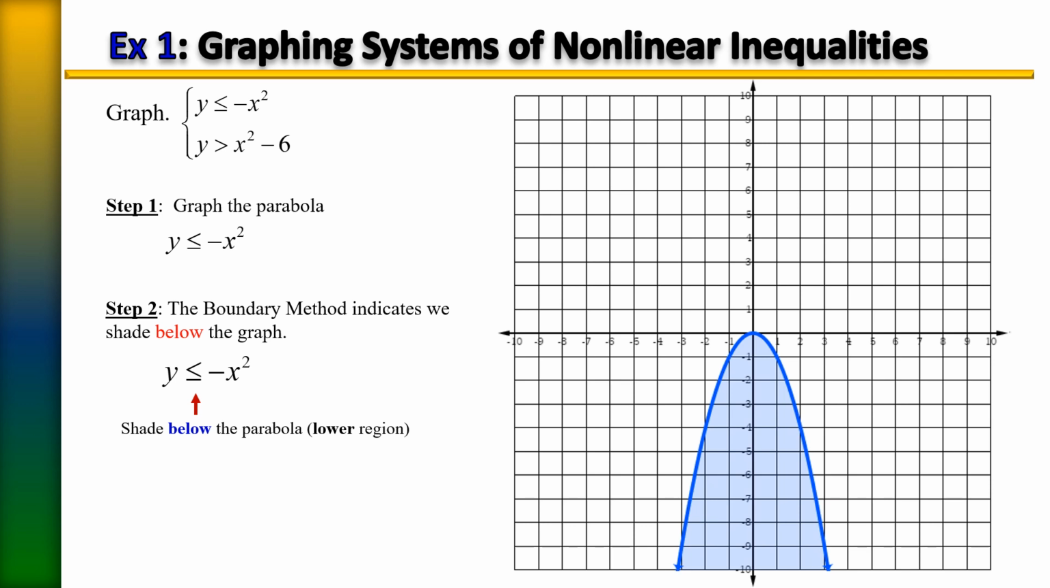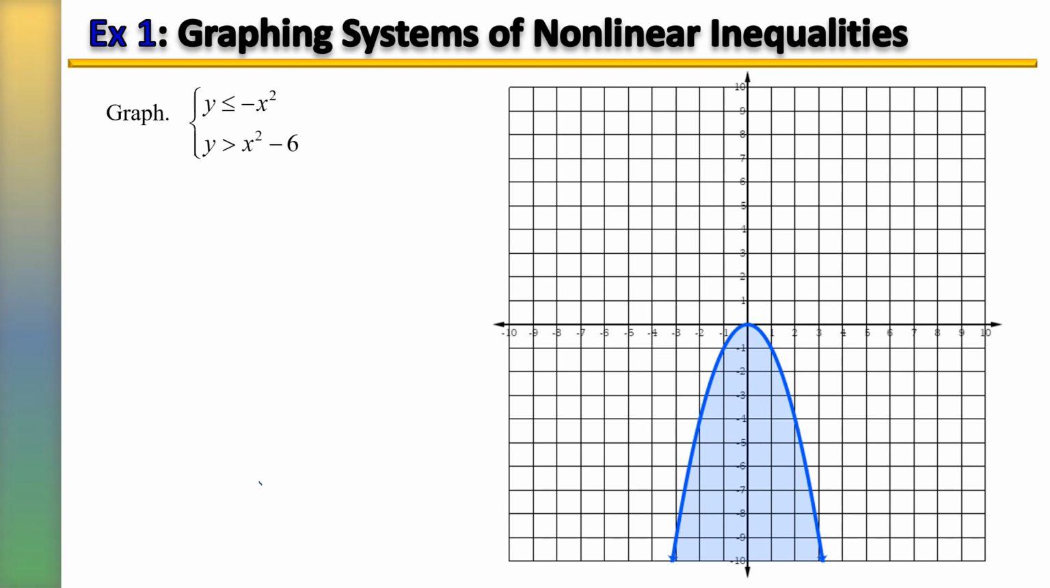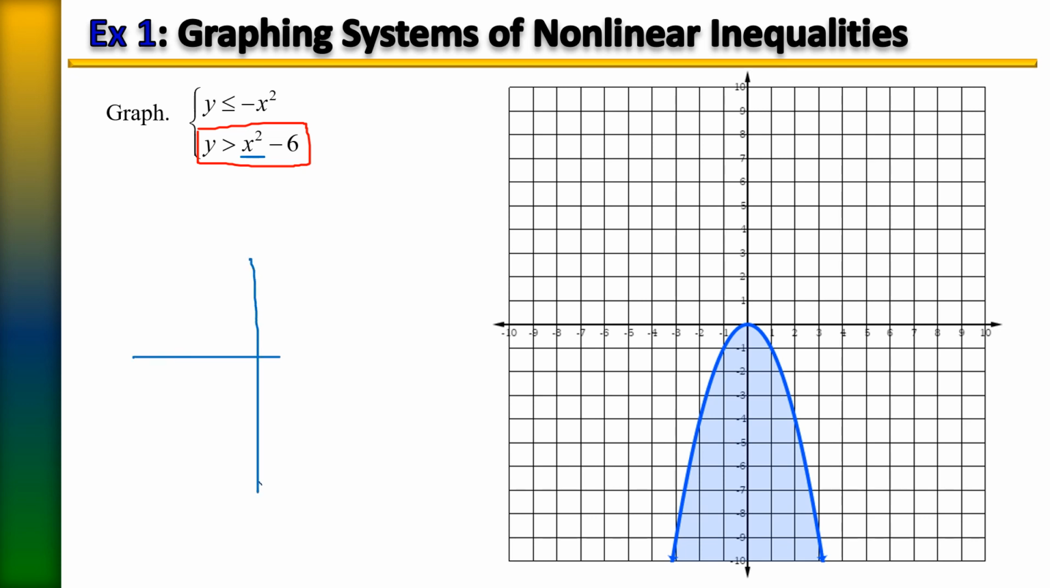We need to now focus our attention on the second graph. It's also in the form where y is isolated, y is equal to, so we can use the boundary method again, but before we determine the shading, let's have an idea of what our graph is going to look like. As you can see, it is still the parent function, the quadratic equation, and there's no negative out front, so it is not going to be facing downward. The parent function is going to be facing upward. However, we did something to the parent function. There's a -6 at the end of the function. What type of transformation is that?